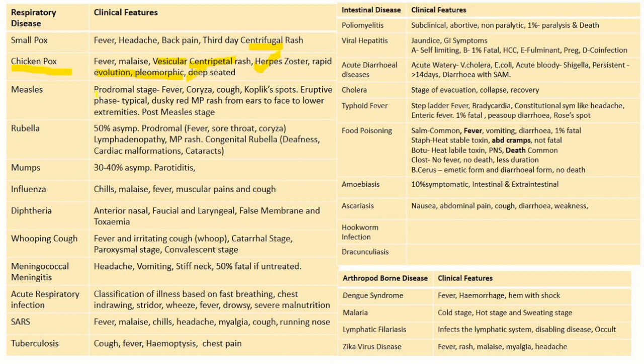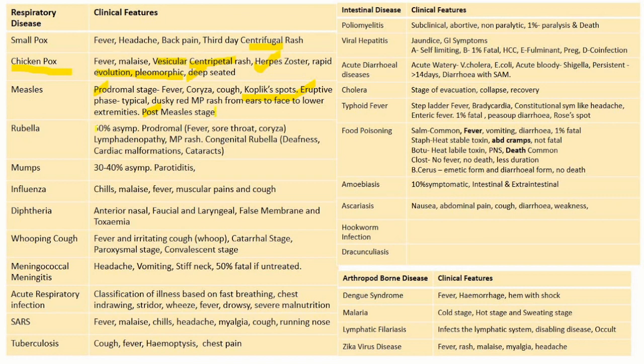Measles consists of 3 stages. That is the prodromal stage, the eruptive stage, and the post-measles stage. In the prodromal stage, it is fever, coryza, cough, and Koplik spots will be diagnostic. Eruptive phase, that is a typical dusky maculopapular rash, starting from the ears to the face to the lower extremities. And the post-measles phase will be a deprived phase with malnutrition.